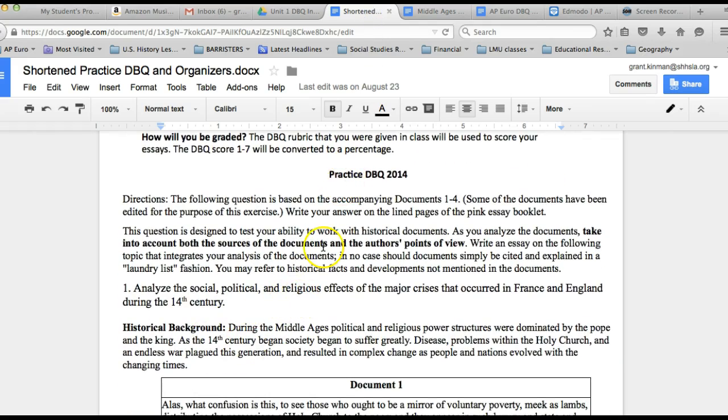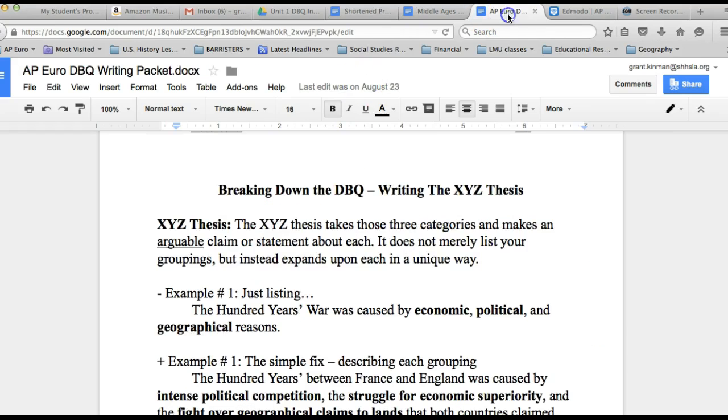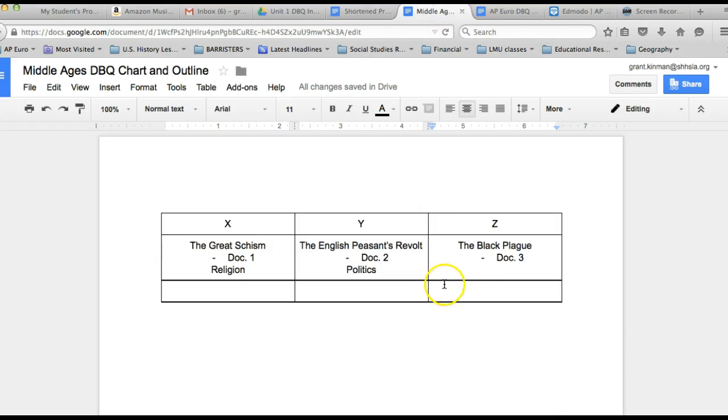Social, political, religious. So I need political, I need social. Can I relate the Black Plague to social effects? Absolutely right. I can talk about the changing reality for the peasants, and how because of the death of so many peasants, there's new opportunities in the economy. You can relate it that way to social. So we got our three categories, X, Y, and Z.